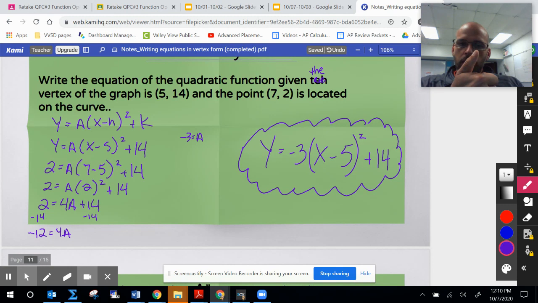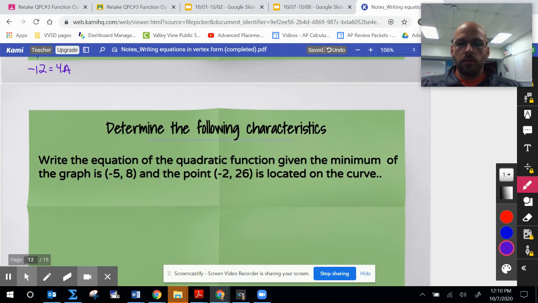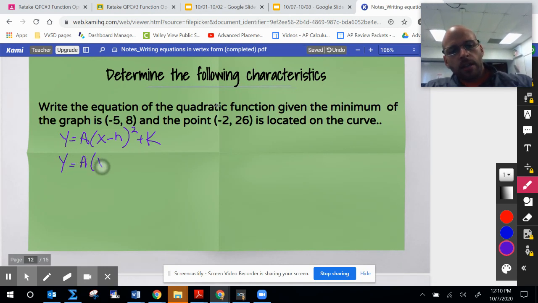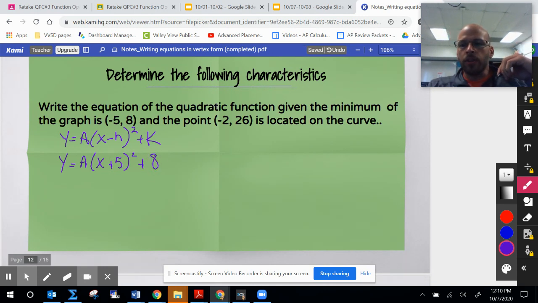So write your formula, plug in your vertex, plug in your second point, simplify it, solve it, and write your equation. Okay? All right. Another one, just like it. So we're going to do those same steps. Write our equation, so our formula, a times x minus h squared plus k. I'm going to plug in the vertex. So the vertex is the minimum. The minimum would be the vertex. So a times x, now instead of a negative 5, I need to use the opposite, plus 5 squared, plus my k value is 8.